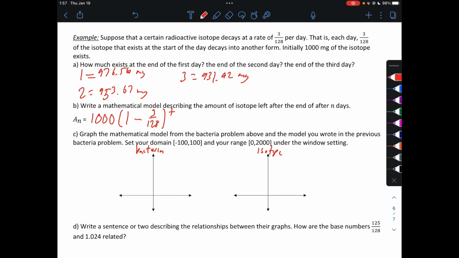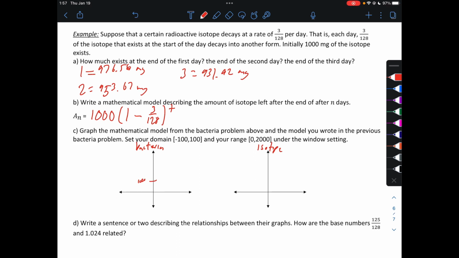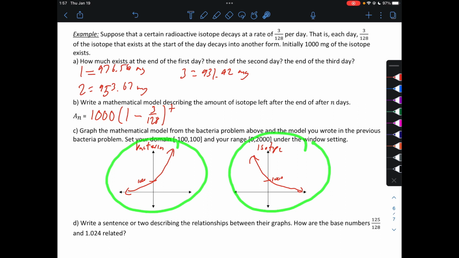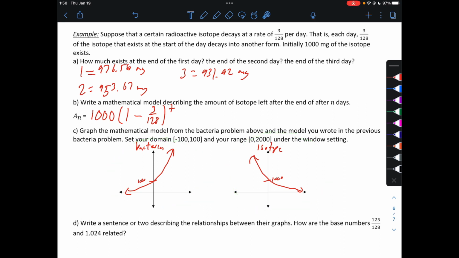What you should be seeing here is the graphs look very, very similar. The bacteria problem goes through 0, 1,000. I'm going to move that down a little bit. But it's going up pretty rapidly. The isotope problem also goes through 0, 1,000, but it's going down very rapidly. So this is growth, this is decay. Growth is going to be going up rapidly. Decay is going to be going down rapidly until it gets closer and closer to 0.